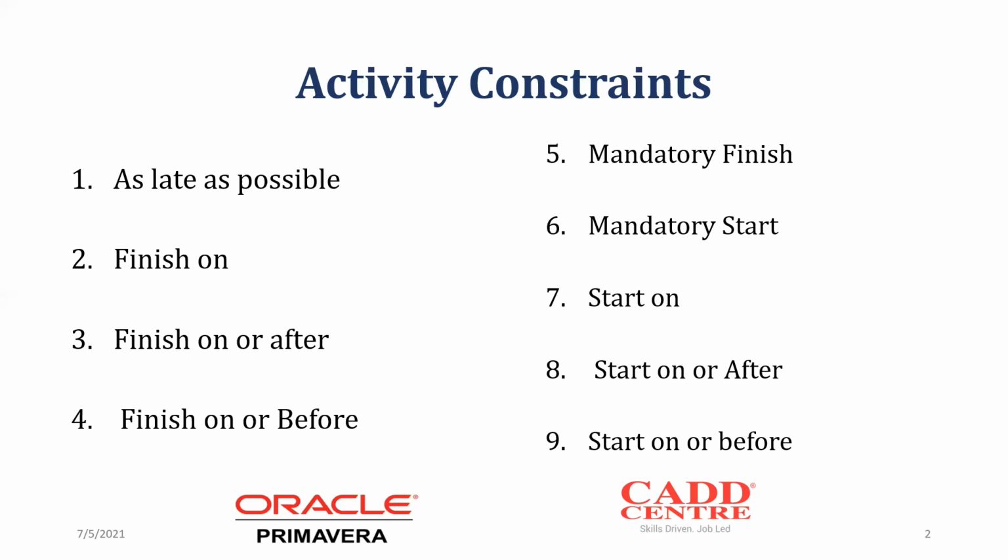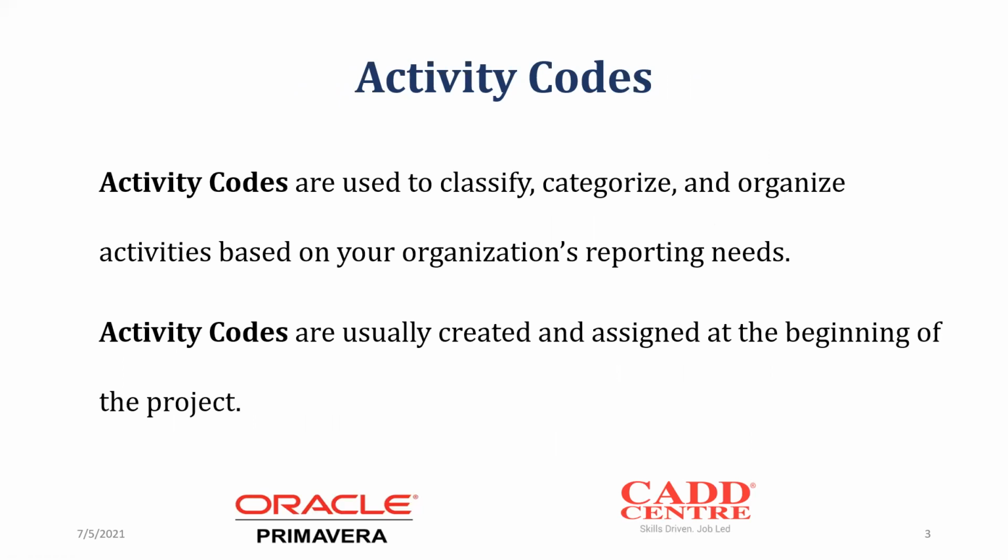Okay, so we shall see how you assign them to Primavera and the way they can affect like the dates. Yeah, so after that, now we have activity codes. So I said activity codes are used to help you all to classify, categorize, and organize activities based on your organization's reporting needs. By reporting needs, we mean it may be about, okay, you may follow the way the BOQ is arranged.